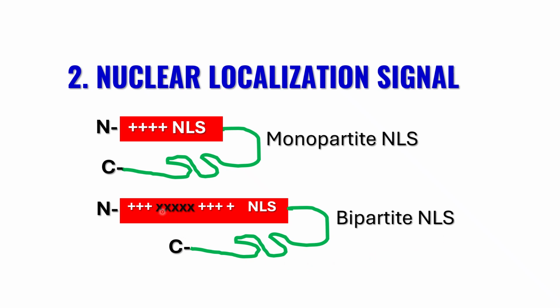Now this signal sequence is very important for targeting the protein to the nucleus. If there is any mutation on these sites, the protein will not reach the nucleus. There will be deficiency and therefore producing many kinds of pathologies or diseases.